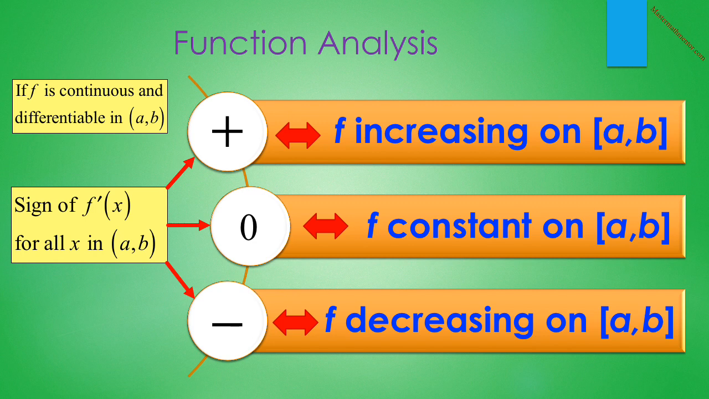So if f is increasing on the interval AB, that means that f prime of x is positive on that interval. If f is constant on the interval AB, that means that f prime of x equals 0 on that interval. And if f is decreasing on the interval AB, that means that f prime of x is negative on that interval.